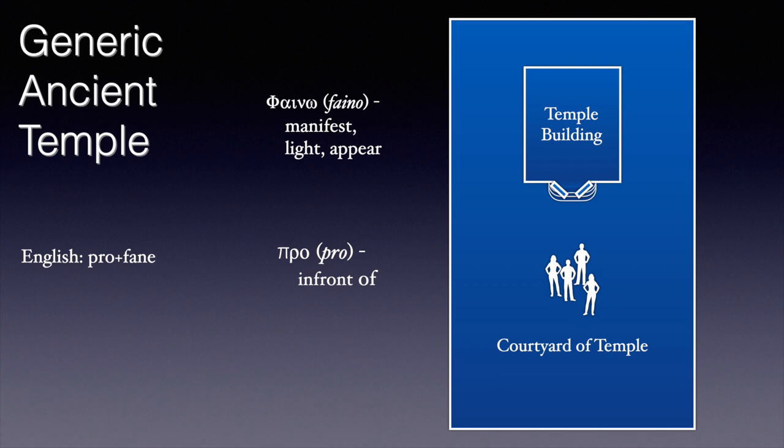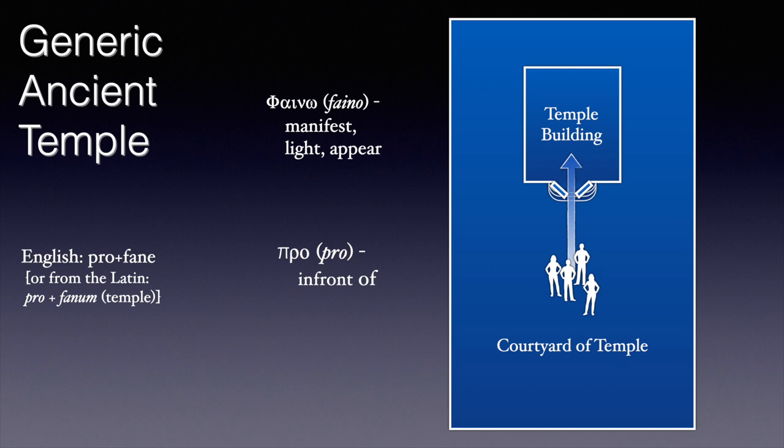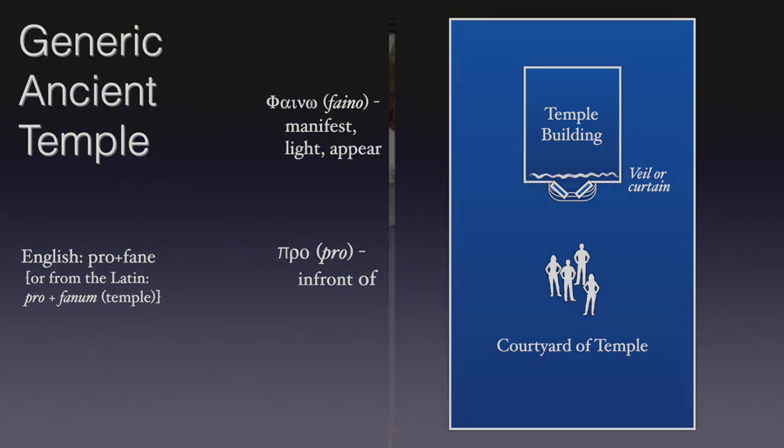This is the area where those who were not priests could stand, but it was not a good location in case you saw into the temple. And if you were to see into the temple itself, this was an irreverent and sacrilegious act. It was profane. So how do you keep eyes that don't belong there out of the temple? Well, you hang a veil or a curtain to obscure the view. So you would have a veil over the outer doors to keep people from seeing it.